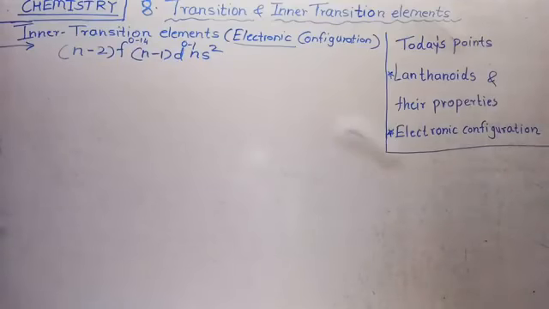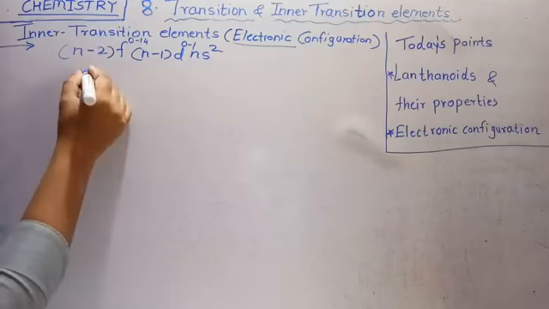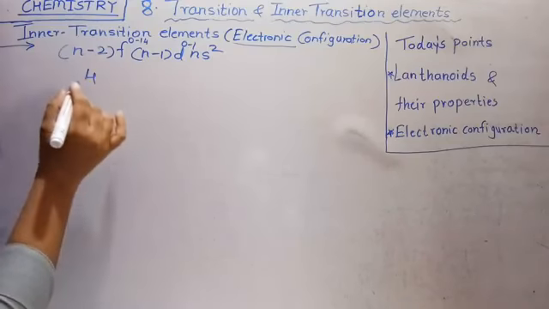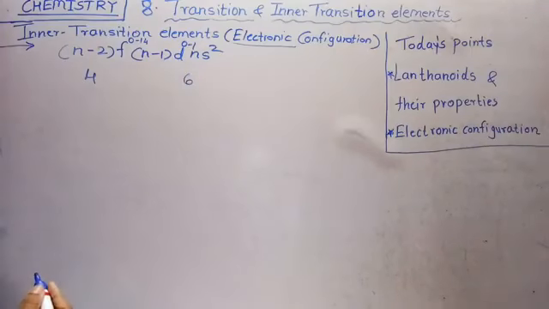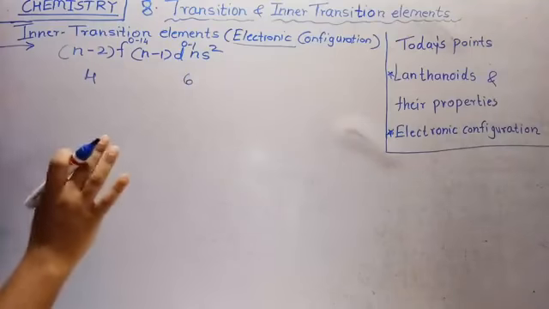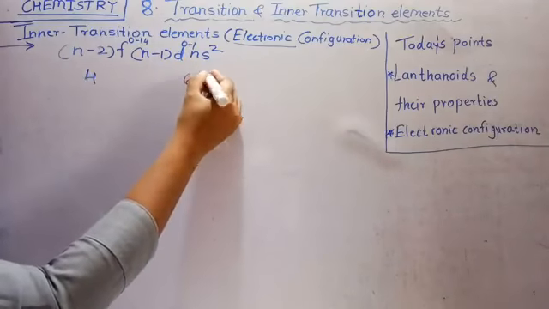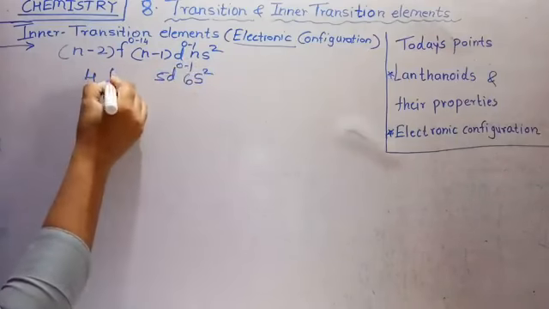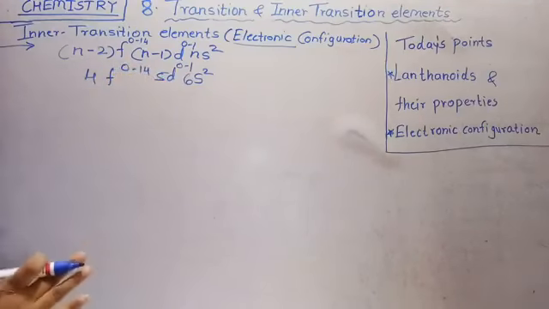This is called the 4f series. That means there is a filling of electrons in the 4f orbital. Then if n-2 is 4, then n equals 6, right? And lanthanides are placed in period number 6. So their last shell is 6s, that is 6s2, then 5d 0 to 1, then 4f 0 to 14. This is the valence electronic configuration for lanthanoids.